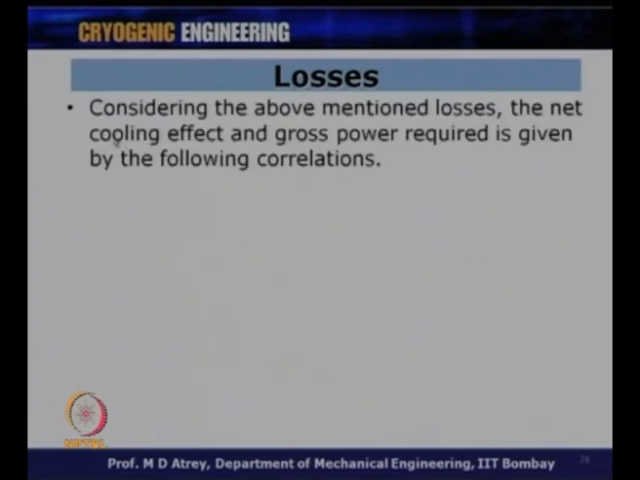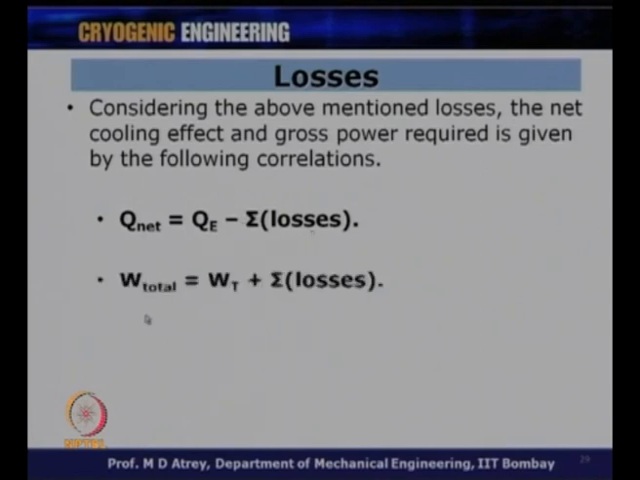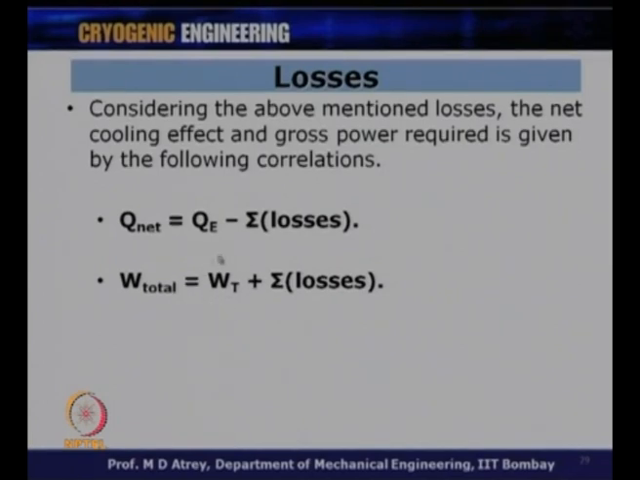Normally, considering the above mentioned losses, the net cooling effect and gross power input to the system are given by the following correlations. Q net is equal to whatever we have got from Smith's analysis, QE, minus sigma losses. This is my net cooling effect. My net power input W total is equal to WT, calculated based on Smith's analysis, plus sigma losses. Now, in Smith's analysis, we do not calculate all these losses; they are taken as some factor of QE.